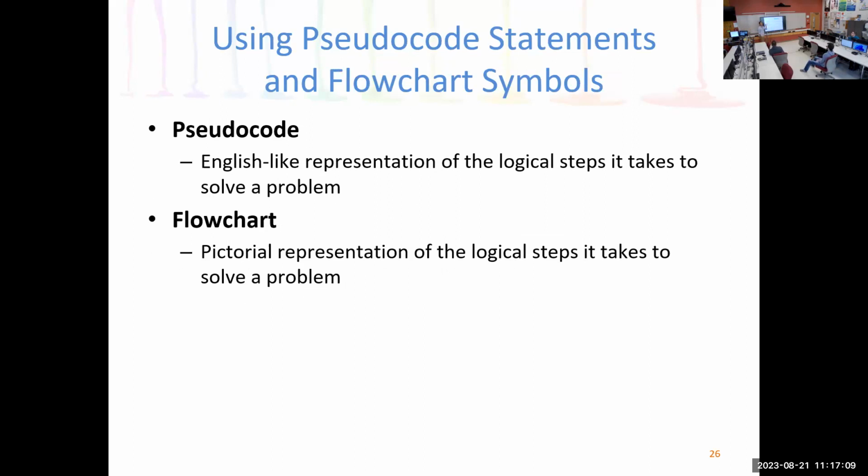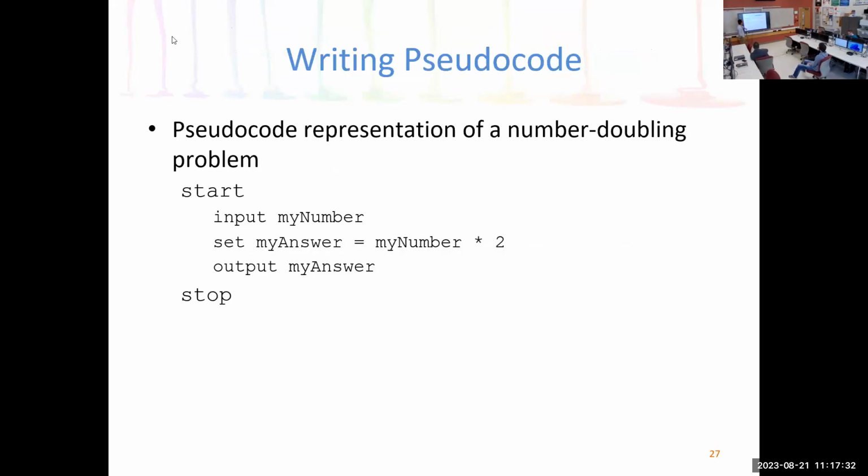Remember, pseudocode is not a real programming language. It's everything about the logic. But once you understand the logic in pseudocode, you can apply it to a specific programming language. The second one is flowchart. A flowchart is a pictorial representation of the logical steps taken to solve a problem. Later on you can see that is an example of pseudocode.